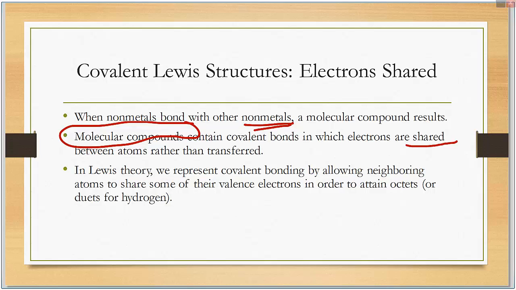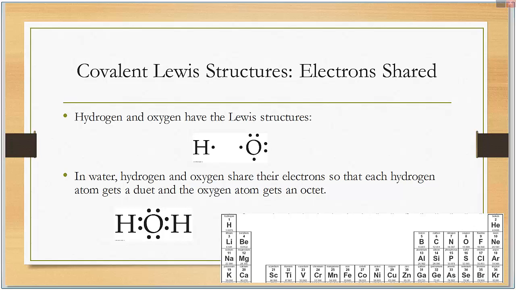In Lewis theory, we represent covalent bonding by allowing neighboring atoms to share some of their valence electrons in order to attain octets. Remember, octet means that they're looking for 8 electrons. Alright, so let's look at water, for instance.